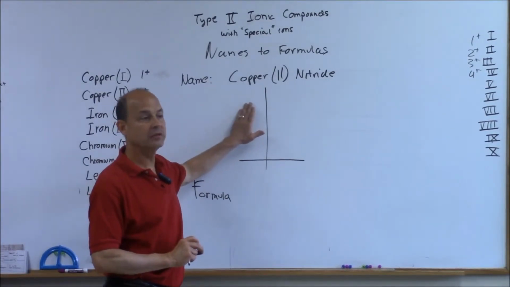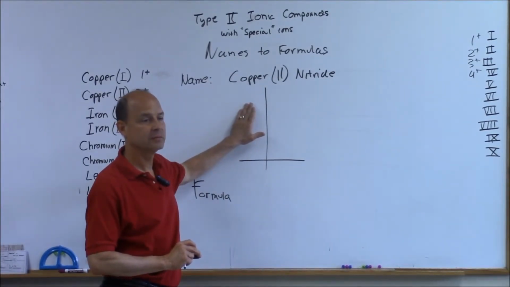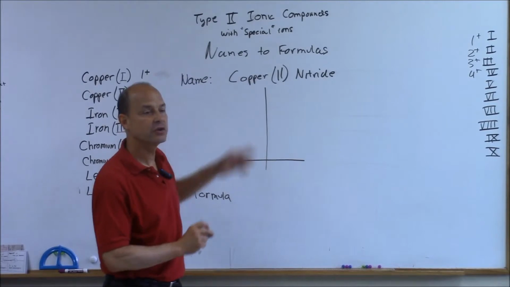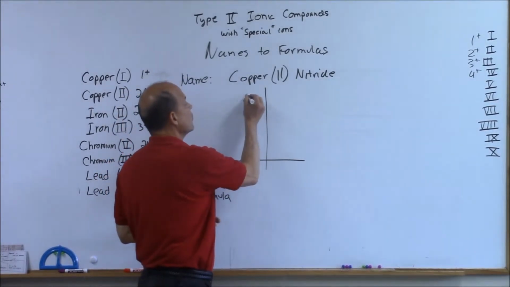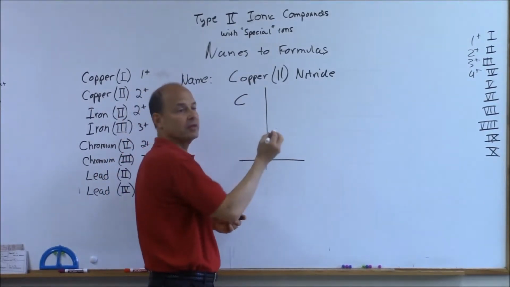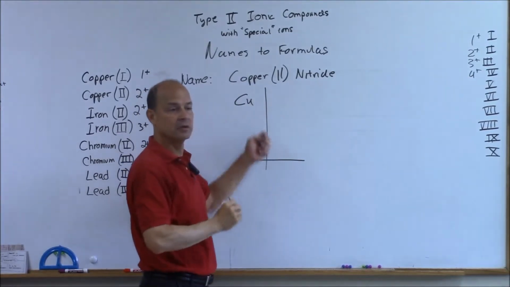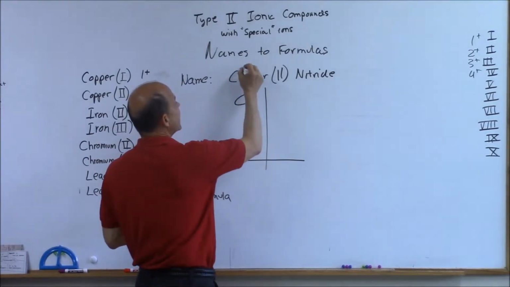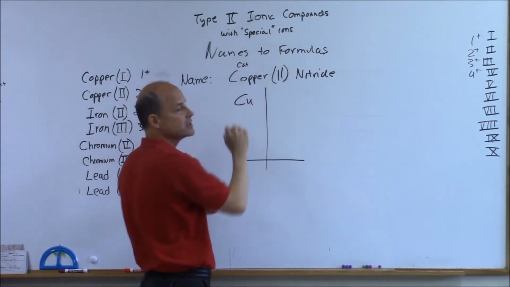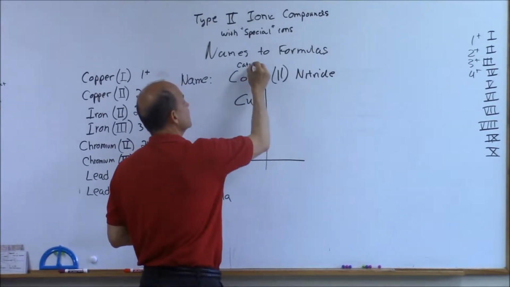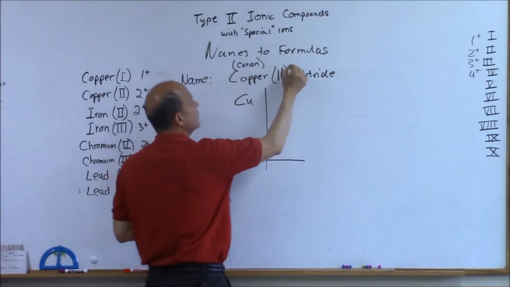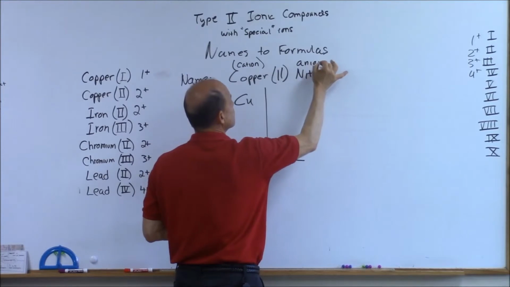Where's copper? It's one of the transition metals. Is it Cu? It is Cu, right? So your inclination would be to write, the first thing that you do is you write the symbol on this side for the cation. This is a cation. And here's the anion. All right?